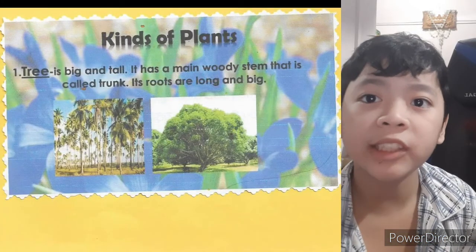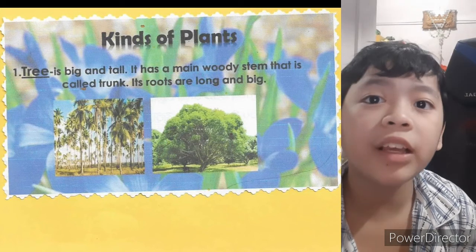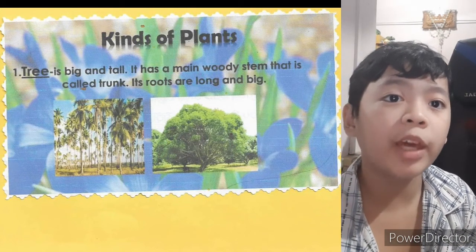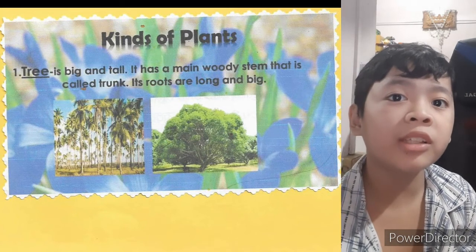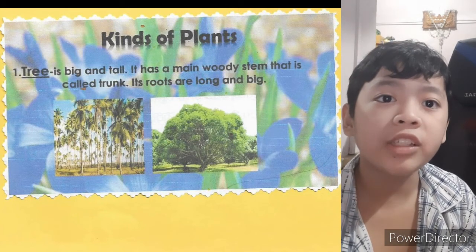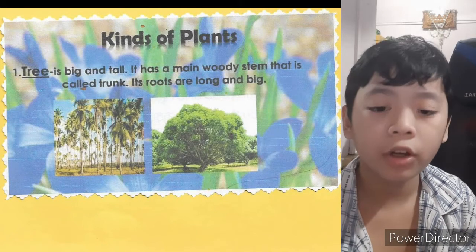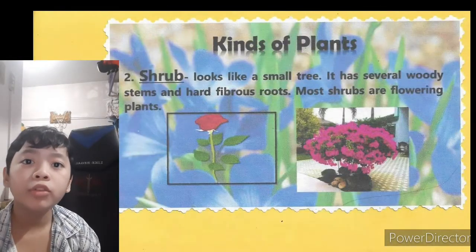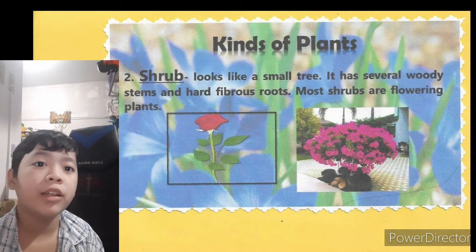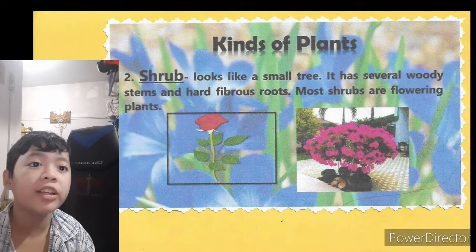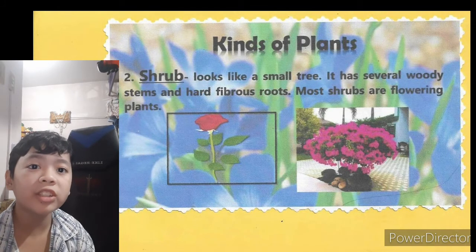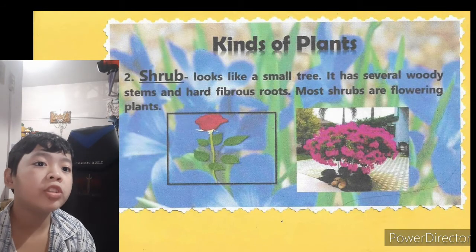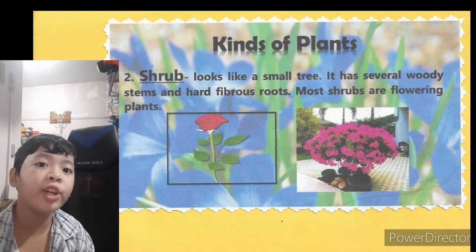Kinds of plants. 1. Tree is big and tall. It has a main woody stem that is called a trunk. Its roots are long and big. 2. Shrub. Looks like a small tree. It has several woody stems and hard fibrous roots. Most shrubs are flowering plants.